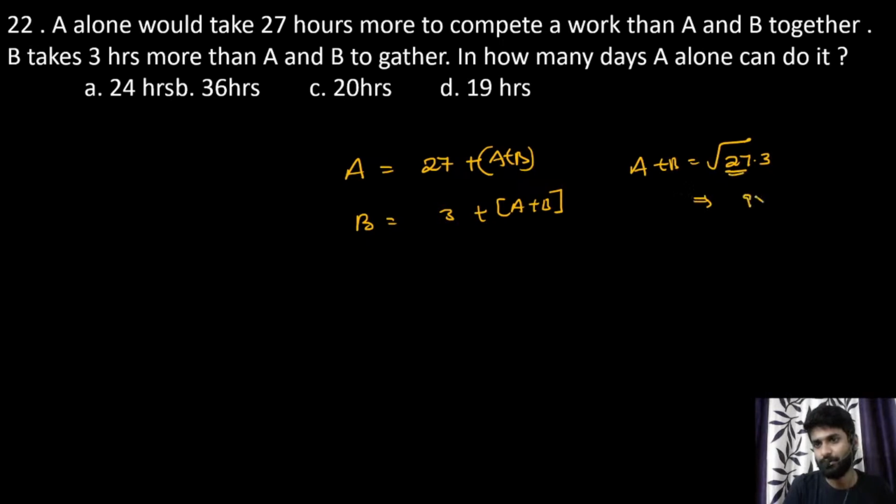27 into 3 you can write as 9 into 3 into 3. That is root over 9 into root over 9, so the value becomes exactly 3 into 3. So 3 3s are how much, guys? 9. You get 9.